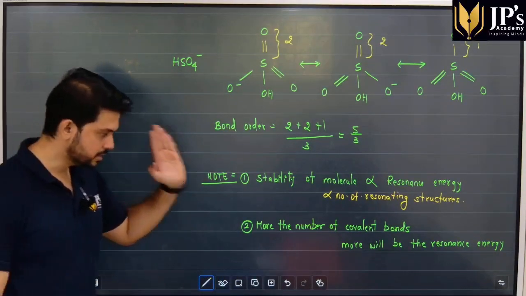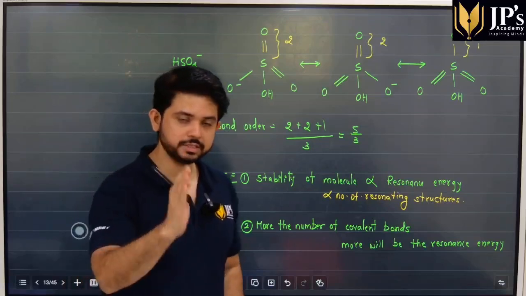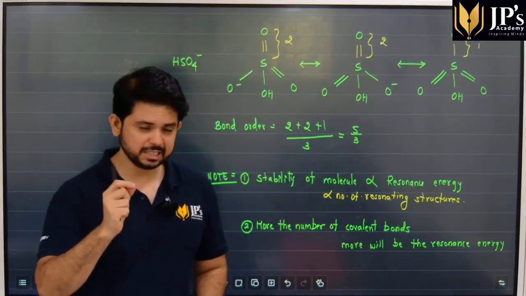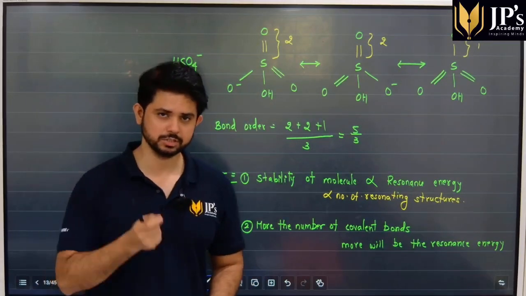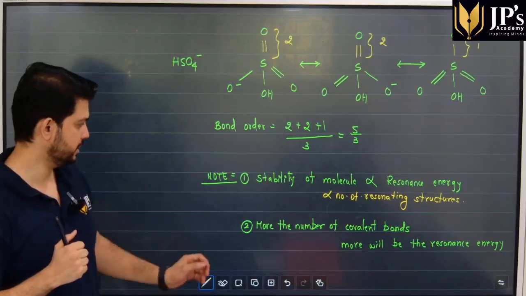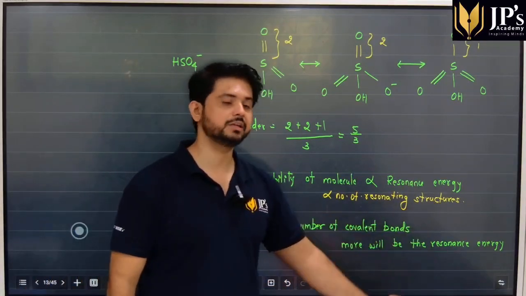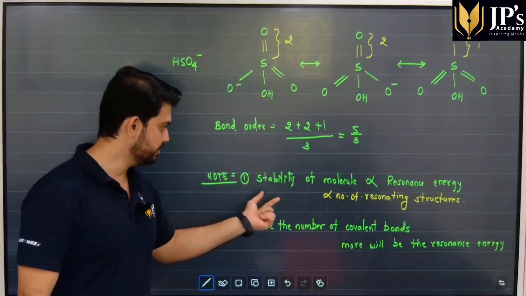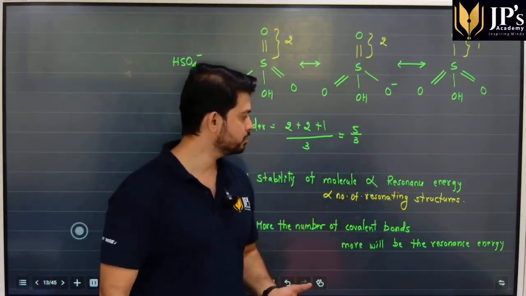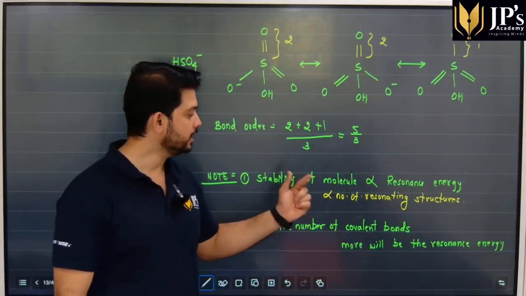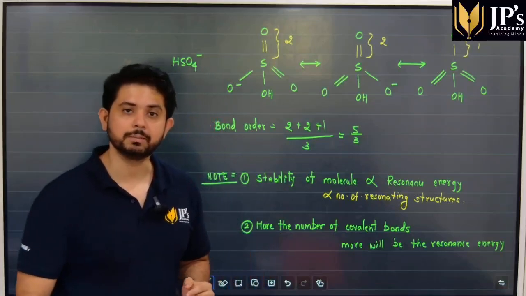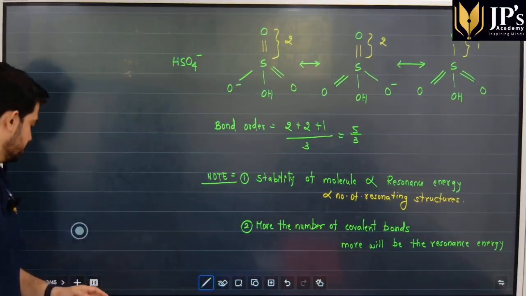Note, the stability of a molecule, students, is directly proportional to resonance. जितनी ज़्यादा resonating structure, उतनी ही ज़्यादा stability. More the number of covalent bonds, more will be the resonance energy. And the stability of a molecule is directly proportional to resonance energy. It is also directly proportional to the number of resonating structures.